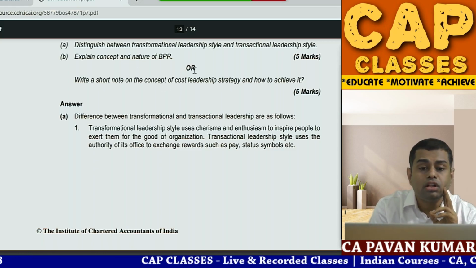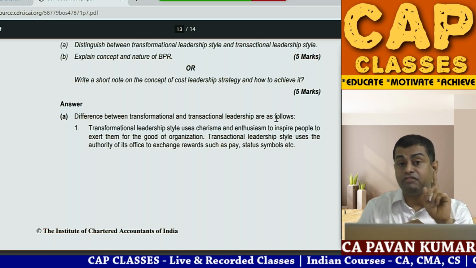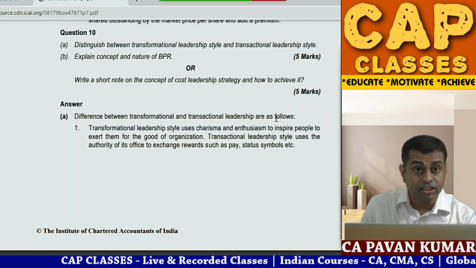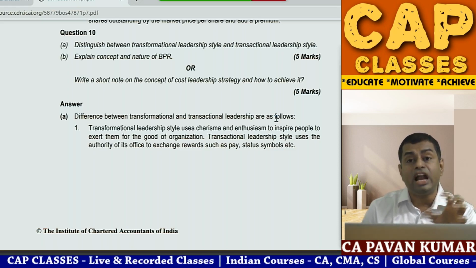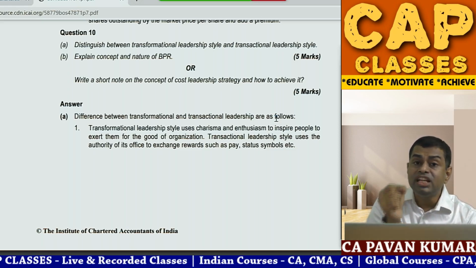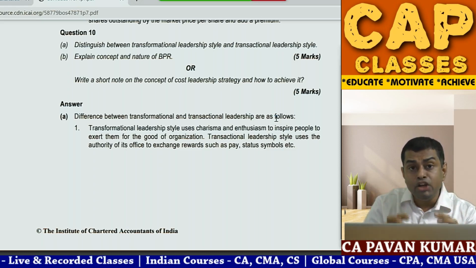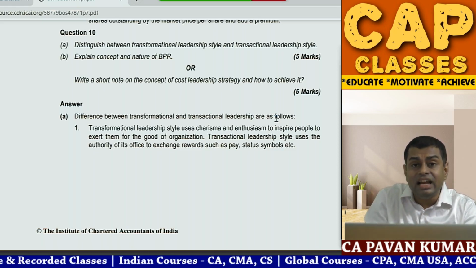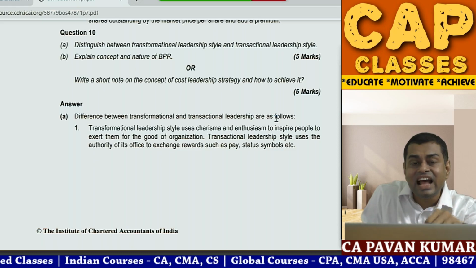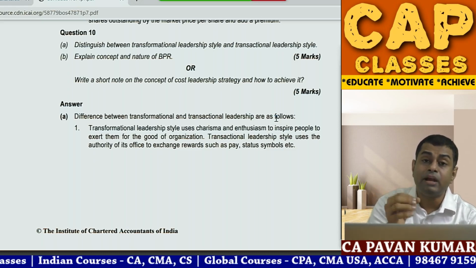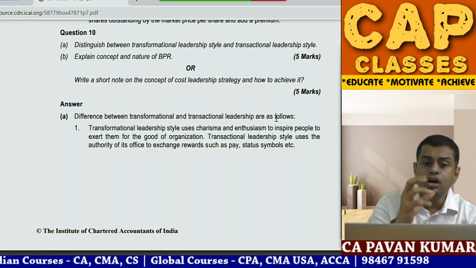Then write a short note on the concept of cost leadership strategy and how you can achieve it. Two parts are there. One, what is cost leadership strategy? You will say that a company develops competitive advantage by choosing to be a low cost provider in the industry, by manufacturing, pricing and selling the products at a cost or price which is less than its competitors, thereby outperforming the competitors. This is cost leadership strategy.